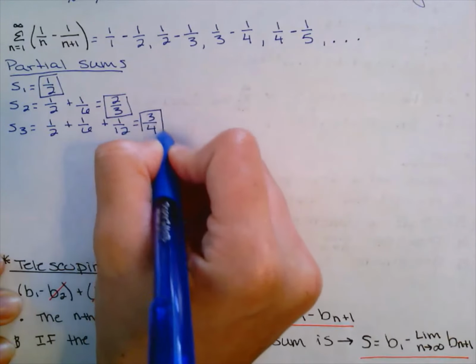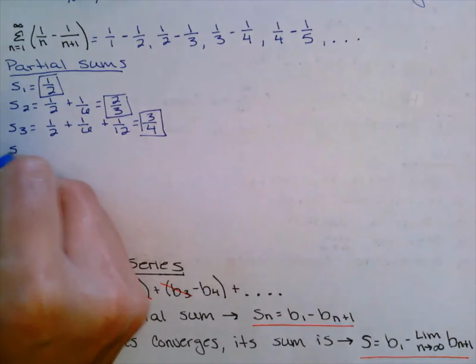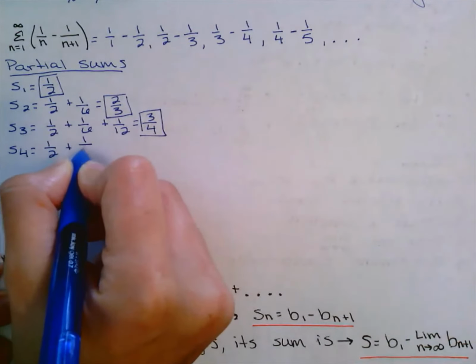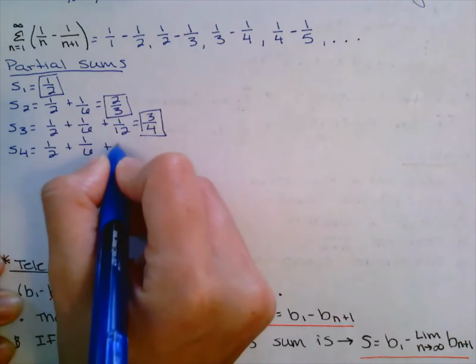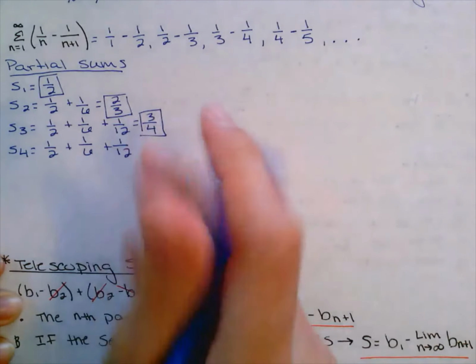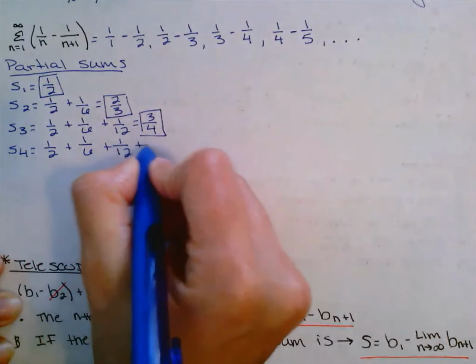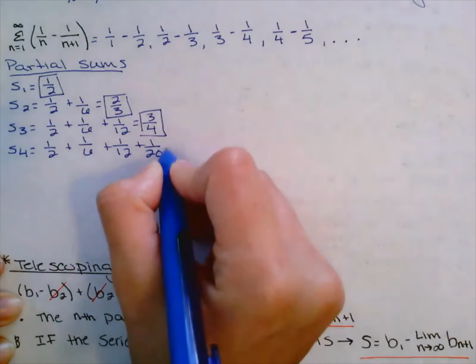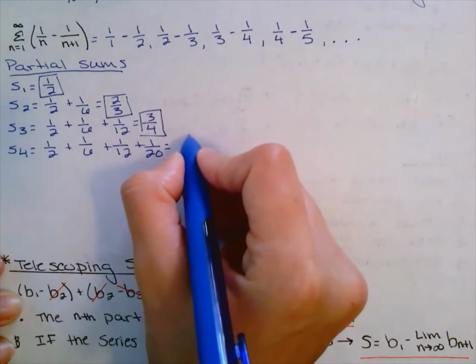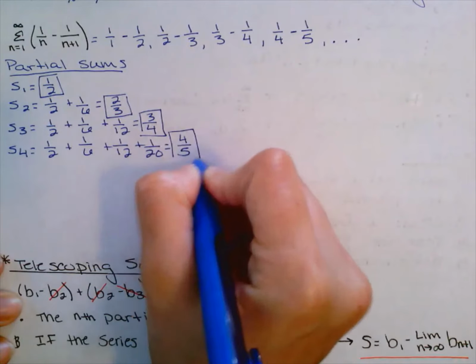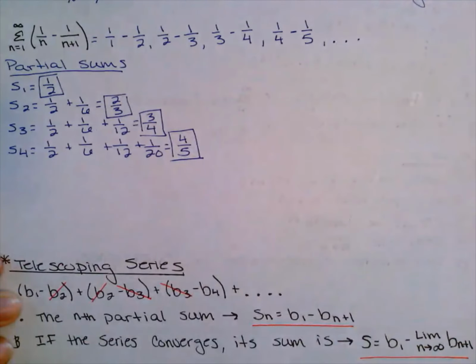I'm going to do one more term. So the sum of the first 4 terms, I had 1/2 plus 1/6 plus 1/12. And then if you combine in your calculator 1/4 minus 1/5, you get 1/20. Okay, put that in your calculator and you should get 4/5. So this is the lengthy version, the one you'd probably need your calculator for.